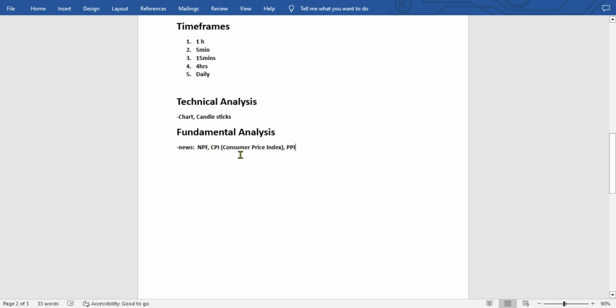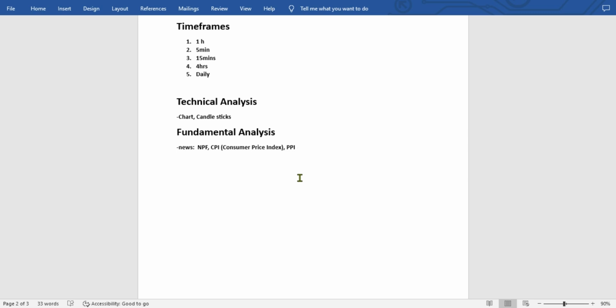The NFP comes first. The CPI comes second. Last Friday was the first one, NFP. Today is Tuesday, right? Then this week, I think tomorrow will be CPI, and the other one will be PPI. These news happen at 1:30 Nigerian time, which is 8:30 American time. So you need to check these dates. It's very important to know these days.